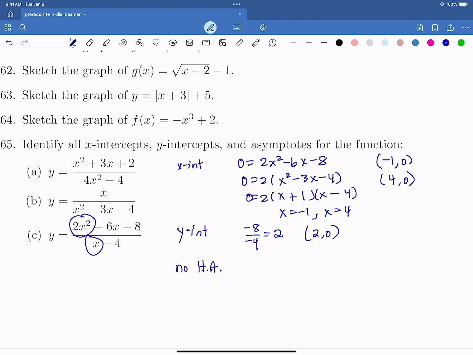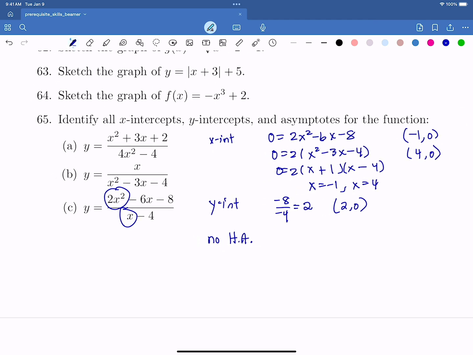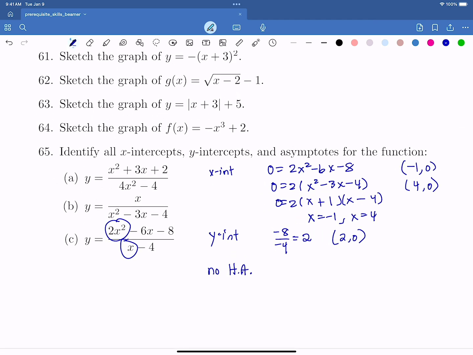And then for vertical asymptote, we want to let the denominator equal 0. Oh, x minus 4 equals 0. We get x equals 4. Now that is a repeat solution from up here. That means when I substitute in 4, I'm going to get 0 over 0. It is not an asymptote. That's a hole in the graph. Hole in the graph at x equals 4.